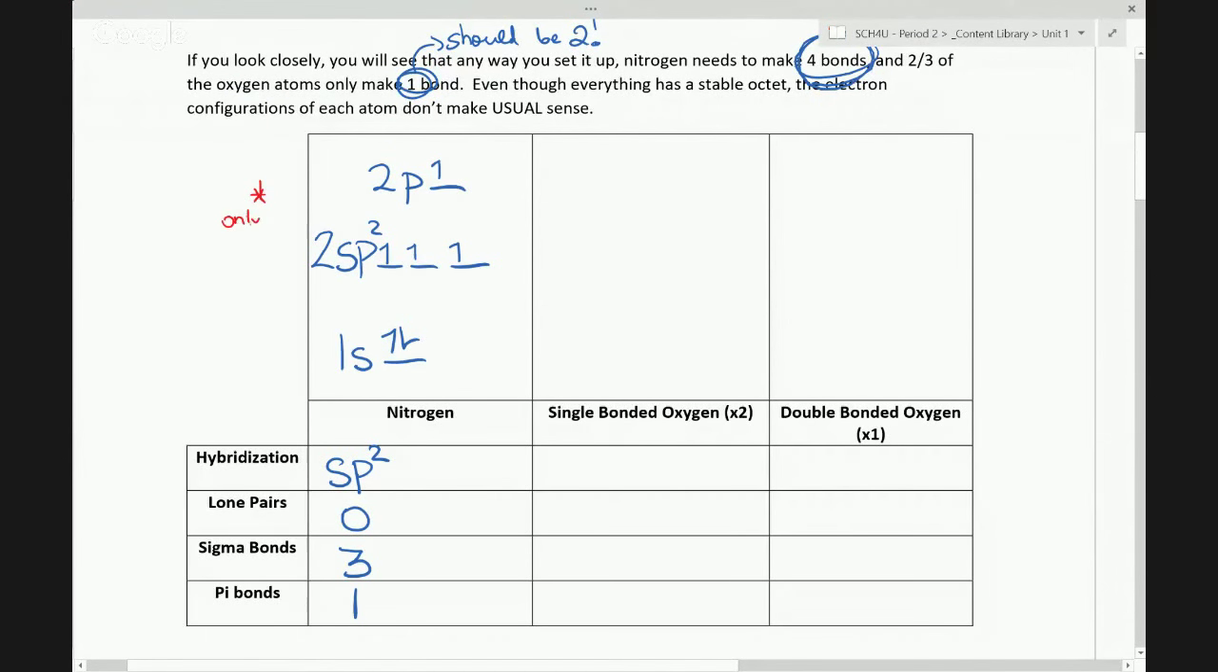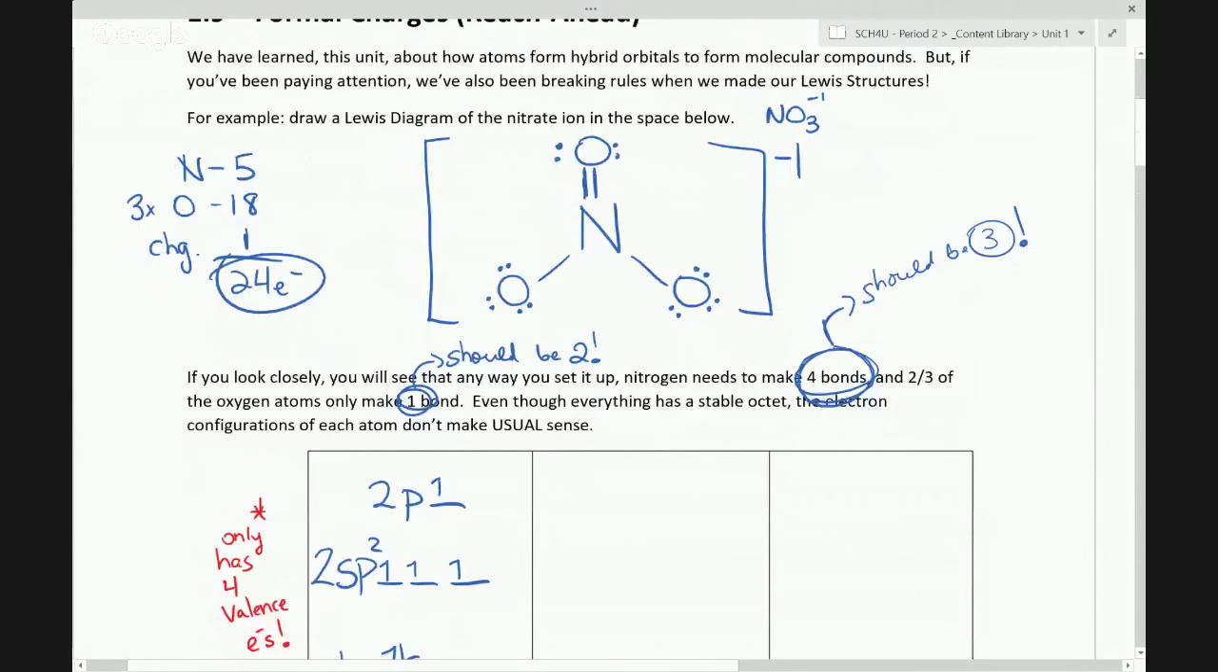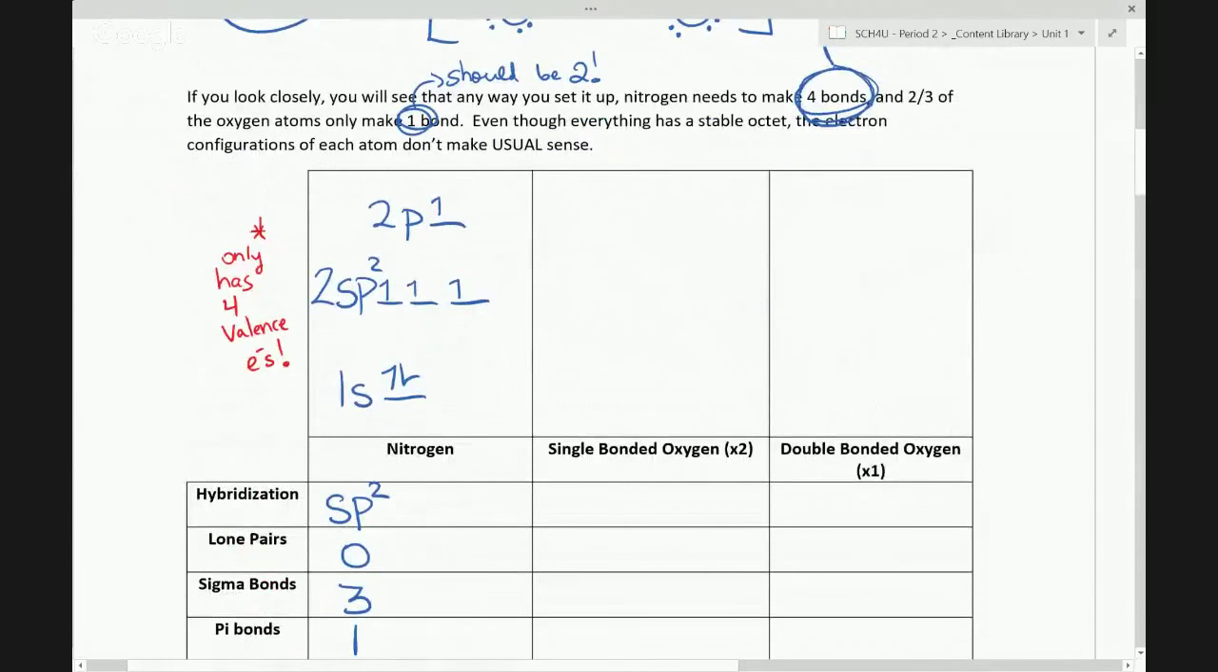Now, if you note, this only has 4 valence electrons, despite the fact that we know that nitrogen should have 5 valence electrons, right? When we did our count here, we said that nitrogen typically has 5 valence electrons. But here, when we do our electron configuration, we see that it only actually has 4.